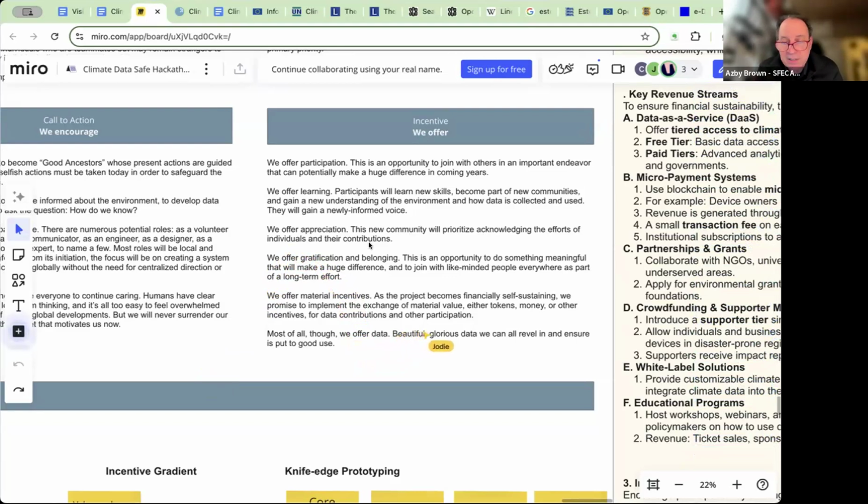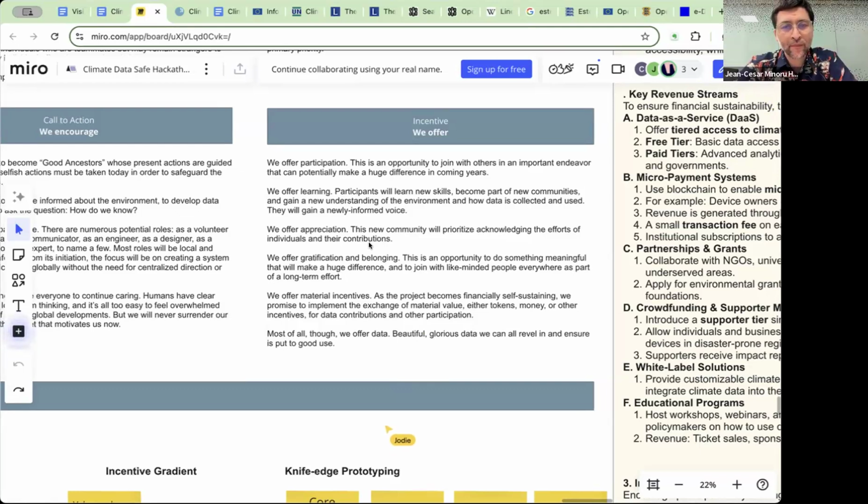We offer material incentives. As the project becomes financially self-sustaining, we promise to implement the exchange of material value, either tokens, money, or other incentives for data contributions and other participation. Most of all, though, we offer data, beautiful, glorious data we can all revel in and ensure is put to good use. So this is the manifesto kind of thing.